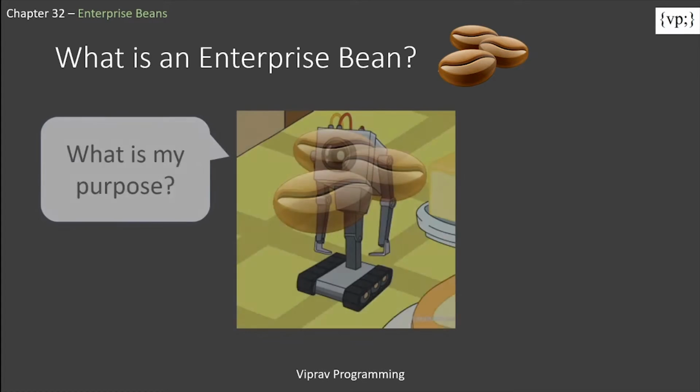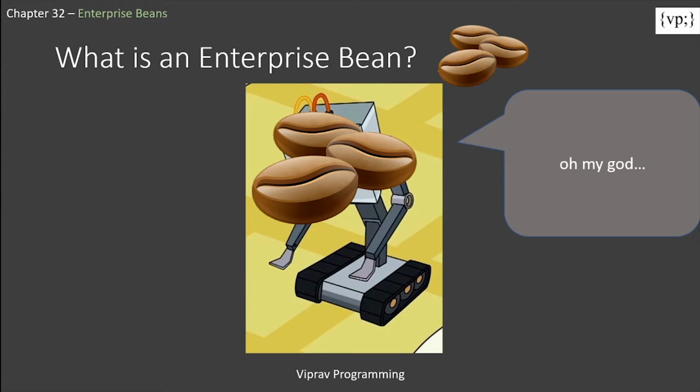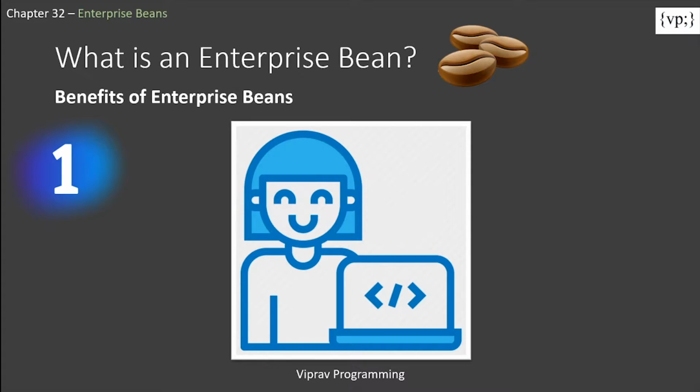An Enterprise Bean is a server-side component that encapsulates the business logic of an application. The business logic is the code that fulfills the purpose of the application. Now, a few benefits of Enterprise Beans. 1. Developers don't have to worry about system-level problems, like transaction management and security authorization. This allows them to focus on business-related problems rather than these low-level problems.